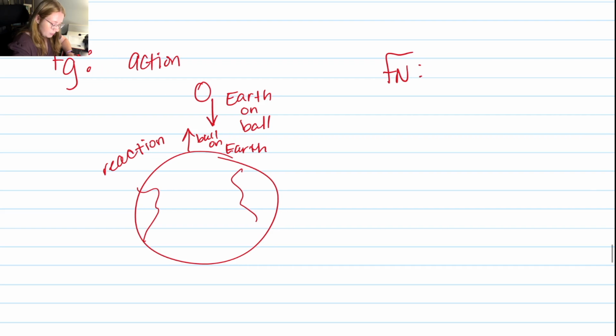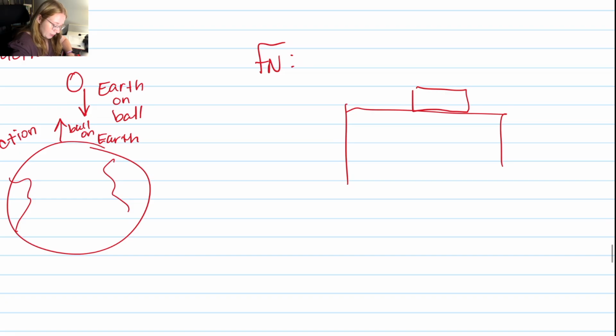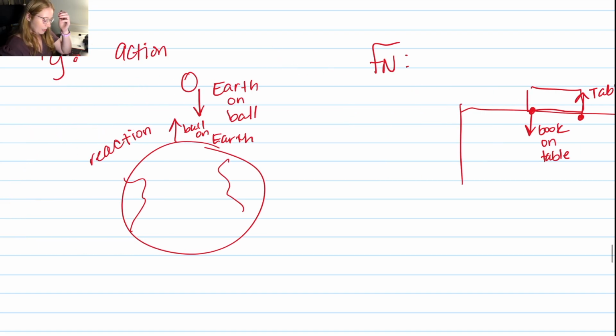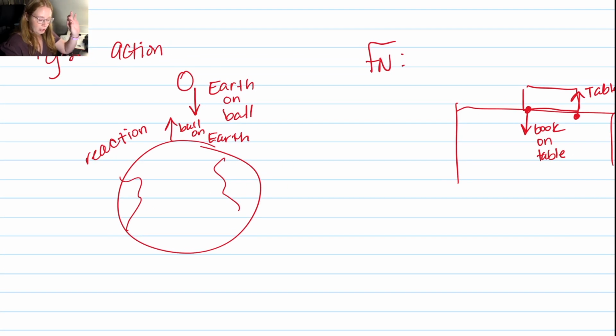And then for the normal force, so let's just take a book sitting on a table. The book pushes down on the table, and then in turn, the table pushes on the book. And so there's your action reaction. The book's pushing down, the table's pushing back up. But Fn and Fg are not action reaction pairs because Fn and Fg are on the same free body diagram, on the same object, and action reaction is an interaction between two things.